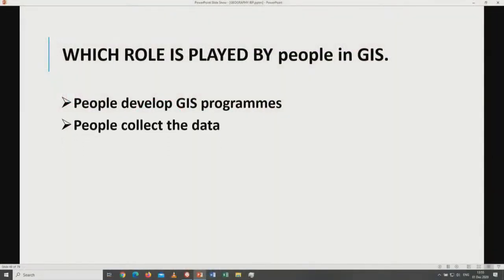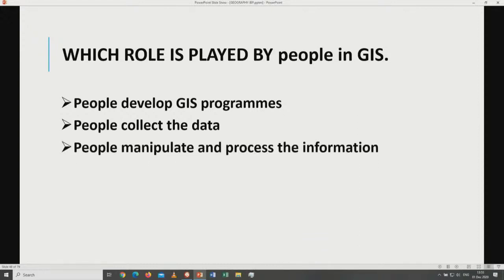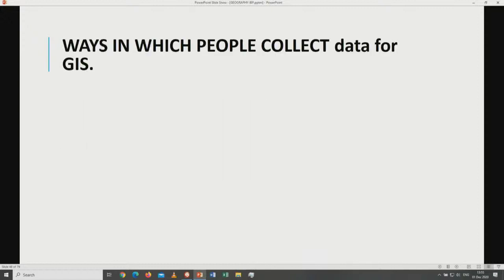This is the role that we play. People are the developers of the program. People collect data. The reason why there is data inside the computer is because people have collected the data. People manipulate and process the information. People use the information. We don't create this information and then it's used by someone else. We are the ones who actually use that information.